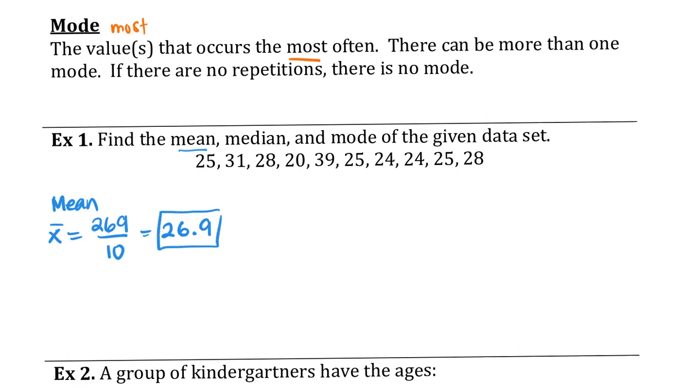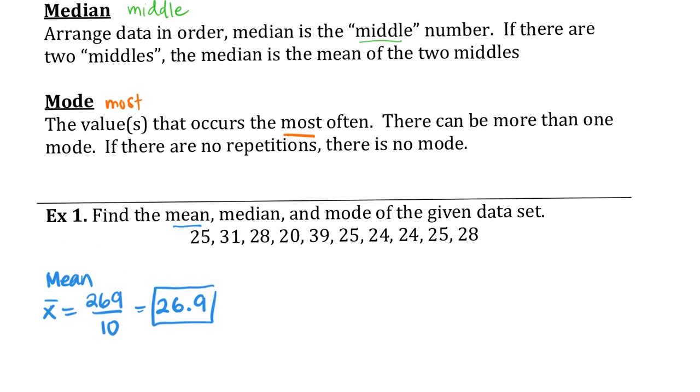Okay, now the median. Let's read it again. The median, arrange the data in order. So let me arrange the data in order first. Normally we do this lowest to highest. Let me find the lowest. The lowest is the 20. So I'm going to say 20. What's the next highest? 24. And then there's another 24.